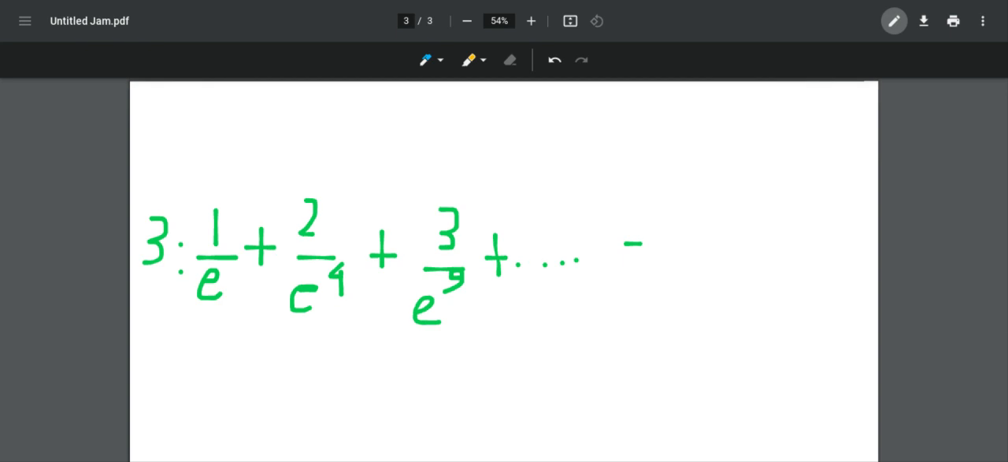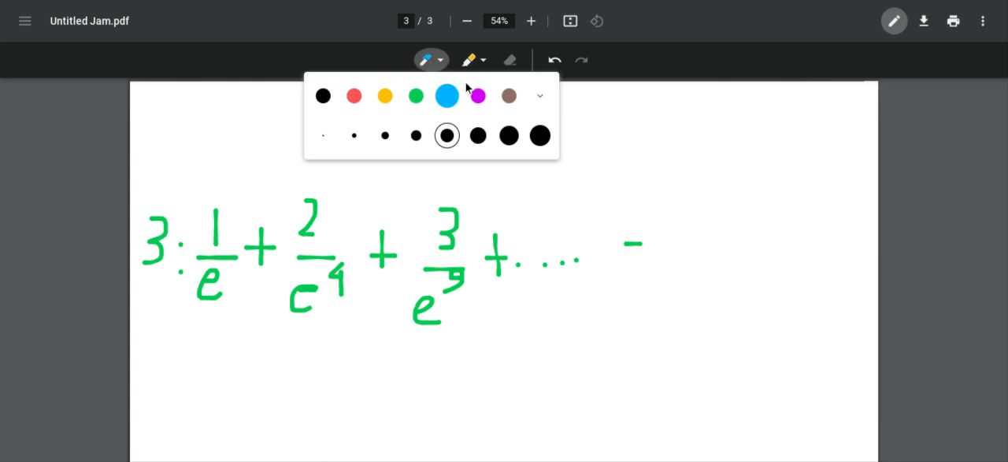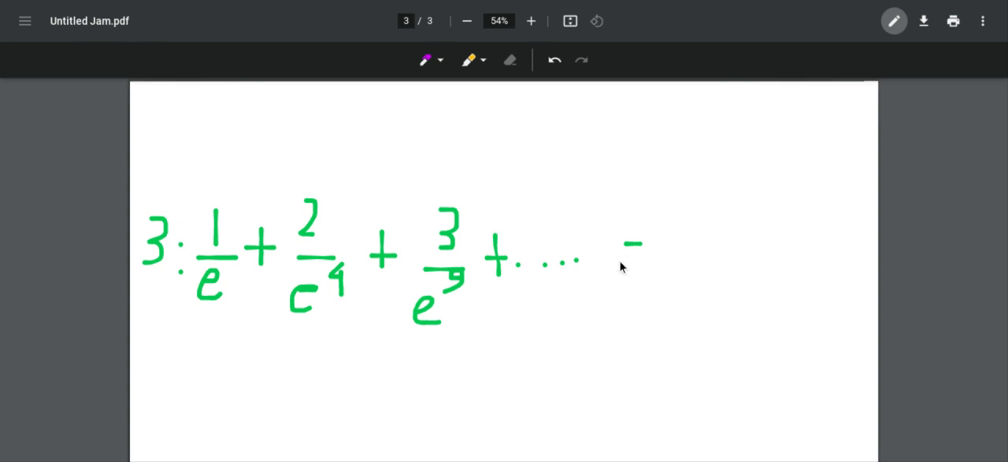Our last example is not written in summation notation. We have 1 over e plus 2 over e to the power of 4 plus 3 over e to the power of 9, and so on. So first of all, let's write it in summation notation. So this is the sum from n equals 1, because the first fraction's numerator is 1, and it goes on forever.